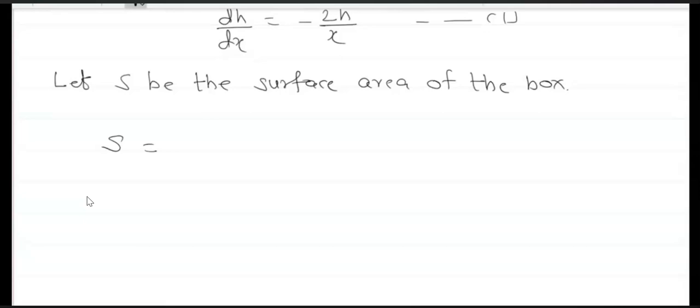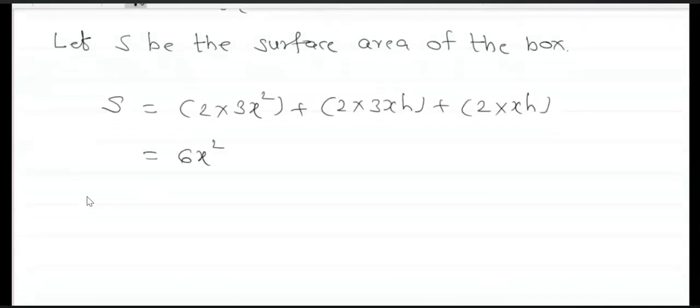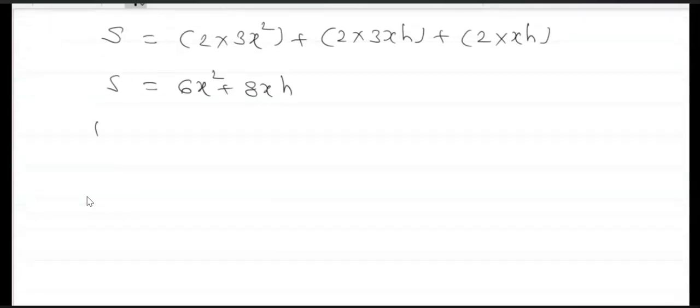Let S be the surface area, that is the total surface area, that is 2 into 3x square plus 2 into 3xh plus 2 into xh, that is a total of 6 faces. If you perform the multiplication, then you will get 6x square plus 8xh.